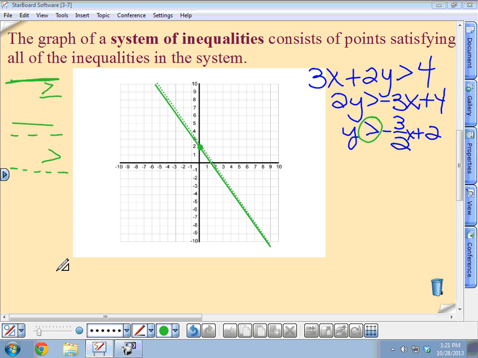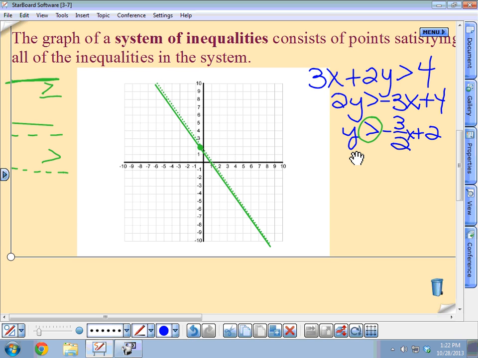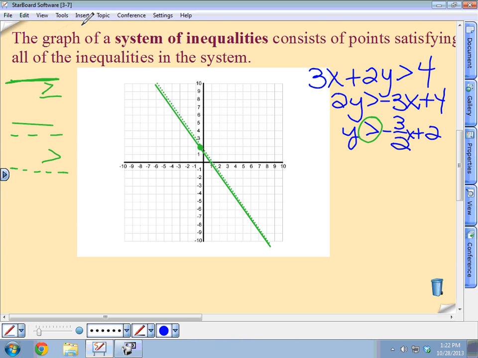Well, put in a test point. It's easier to pick 0, I think, because 0, 0 is outside. So put this in the C and tell me if we have a true statement. Okay, so 0 is, and again, anything times 0 is 0 plus 2. So is 0 greater than 2? No. So that means this is not part of our solution, which means that it is on this side.